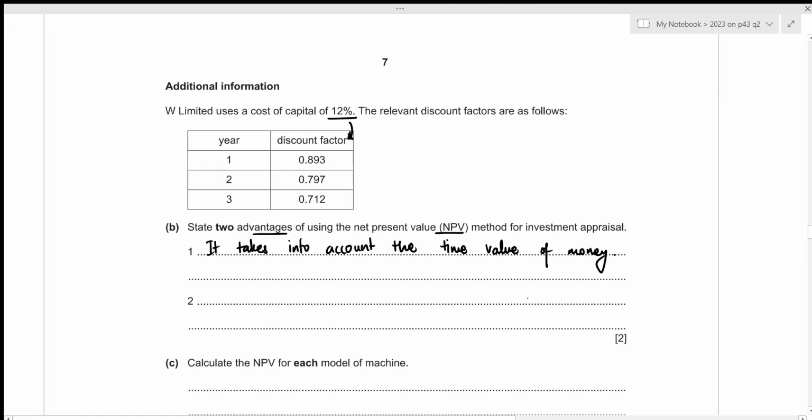And another advantage of using the net present value method is that it takes into account the actual net cash flows, which is more objective than profitability, because profitability will also include our non-cash expenses, which can be subjective. So it takes into account cash flow, which is more objective than profitability.